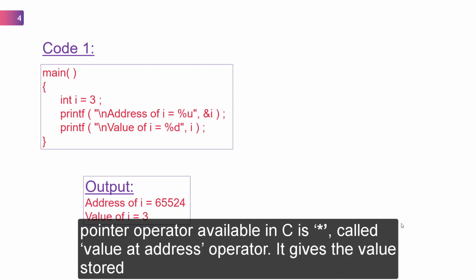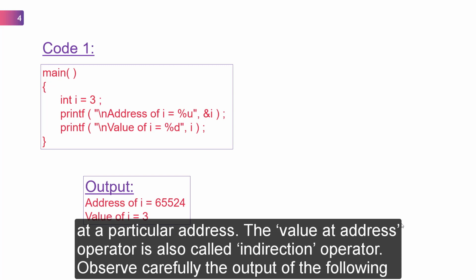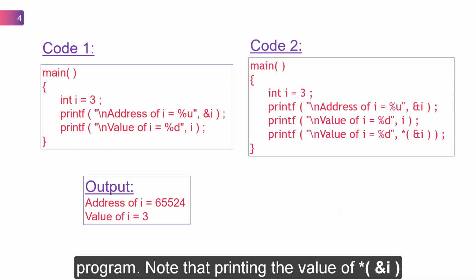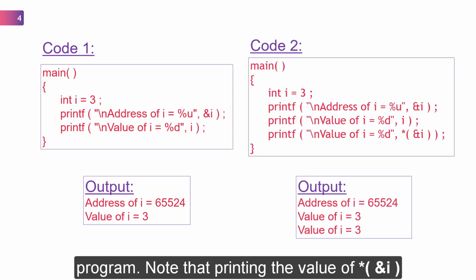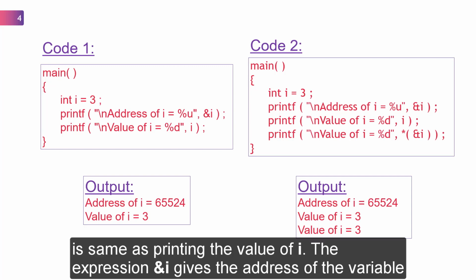The other pointer operator available in C is the asterisk, called the value at address operator. It gives the value stored at a particular address. The value at address operator is also called the indirection operator. Observe carefully the output of the following program. Note that printing the value of *(&i) is the same as printing the value of i.